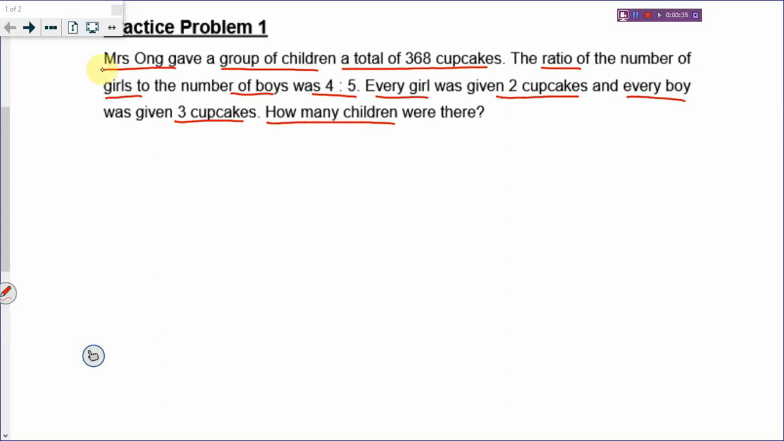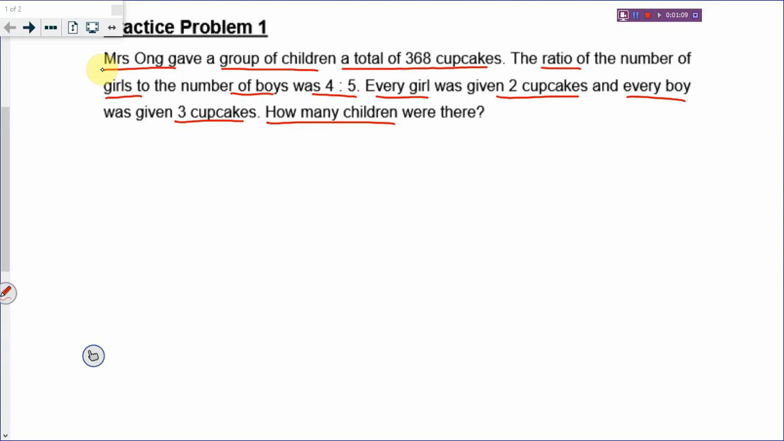Now, in this problem, it's a little bit special because you don't know how many boys and how many girls. Every time you see questions where you don't know how many of each group, you can think of different methods: assumption, grouping, and even guess and check. But when do we use grouping? We use grouping when you have 2 groups and you don't know how many of each group, which is in this question. But there is an important number that you don't have in this question, which is the total children.